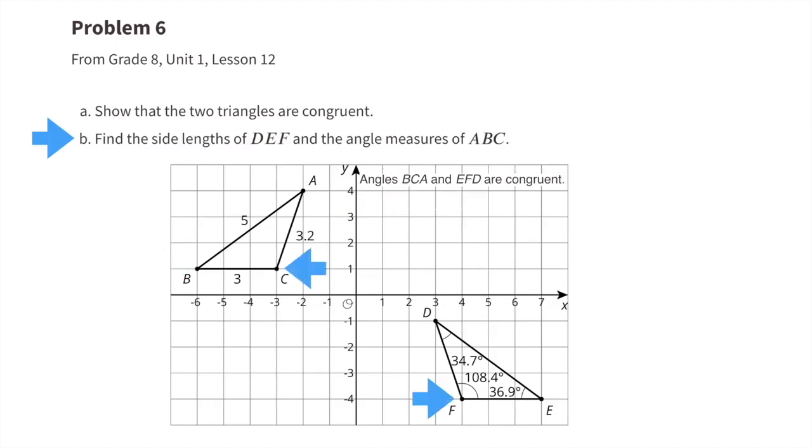Angles BCA and EFD are also congruent. Since angle EFD is 108 4/10 degrees, angle BCA would also be 108 4/10 degrees. Angles CAB and FDE are also congruent. Since angle FDE is 34 7/10 degrees, then angle CAB would also be 34 7/10 degrees.